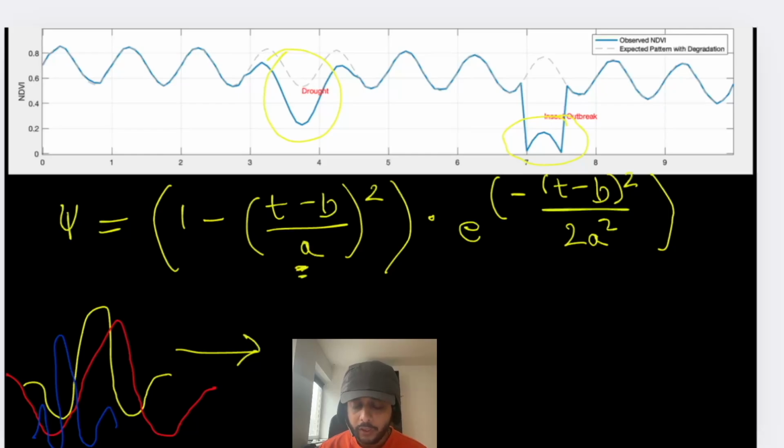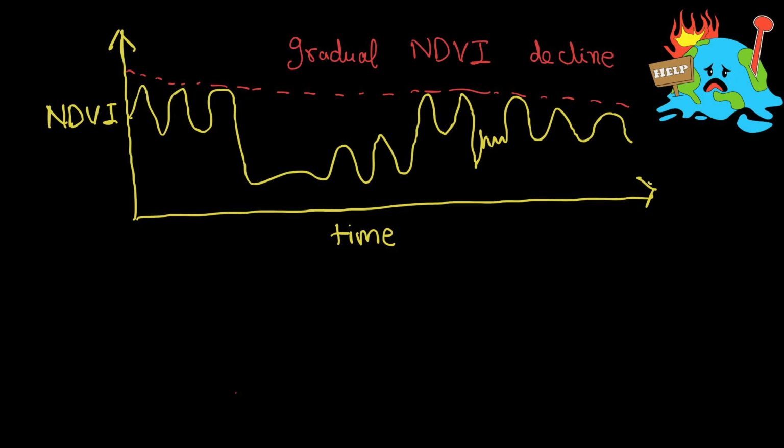So what we want to detect with this Mexican hat is that we will have a small a, which is a shorter duration, and B should be around 7 years to detect our insect outbreak here. And similarly, we will have a medium A around 1 year, and B around 3 to 4 to detect this drought event. And we also need to adjust our A and B for larger events like degradation or climate change which takes place.